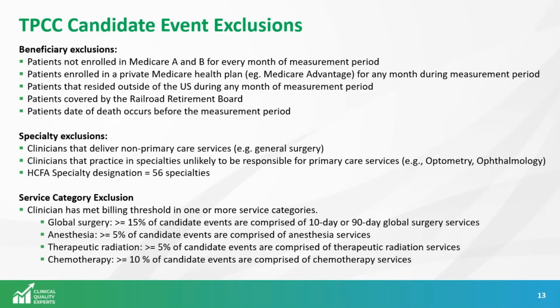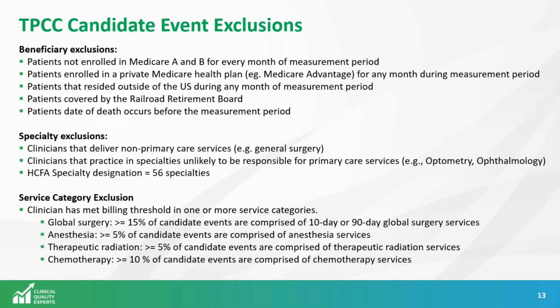So TPCC bases its adjustments on candidate event exclusions, which fall into different categories: beneficiary exclusions, specialty exclusions, and also service category exclusions. Of course, beneficiary relates to patients themselves, but these are exclusions that are not based on patient health. These are patients that are not enrolled in Medicare A and B for every month of the measurement period, patients that get enrolled into a private Medicare health plan, and also those patients that reside outside of the US during the measurement period, or if they are covered by the Railroad Retirement Board.